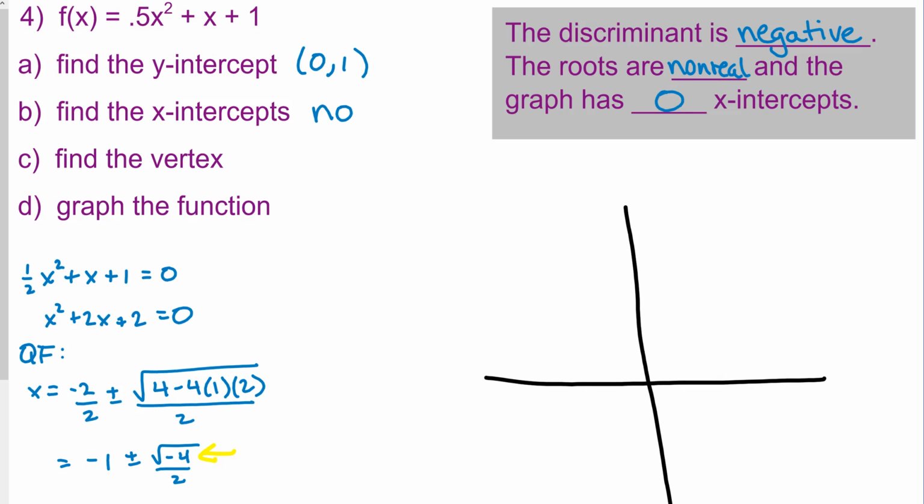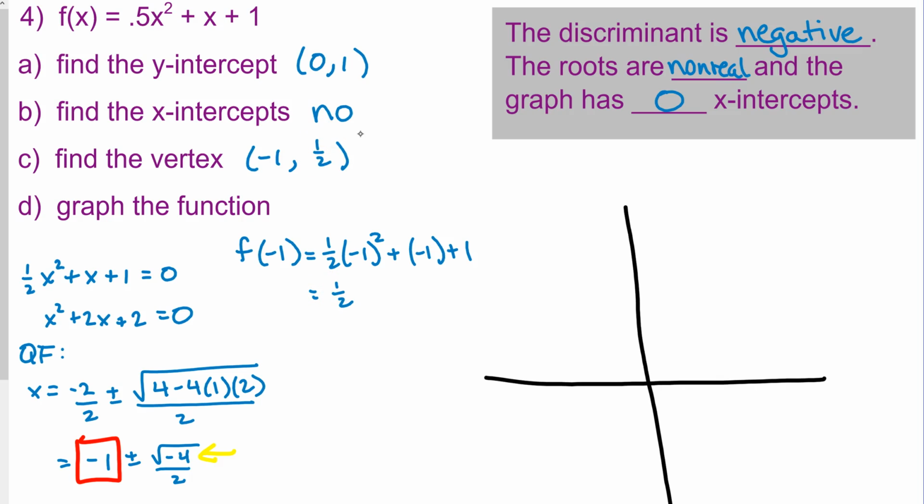So there is still a vertex. We still have our opposite of b over 2a at -1. And so if we put that into the function, what do we get? Looks like we just get 1/2. So the vertex is -1, 1/2. Okay, so we have a couple of points.